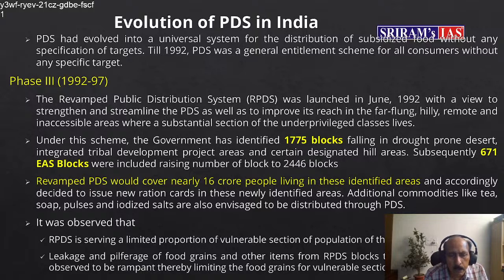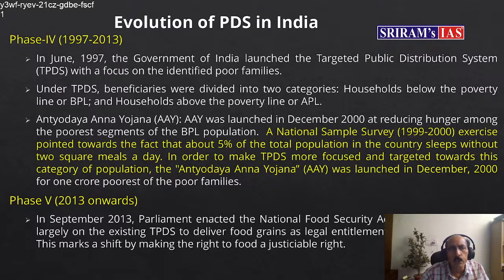And therefore, the state governments submitted a memorandum to the central government that it is very difficult to implement the revamped PDS system in which only selected blocks are chosen by the government for providing access to PDS food grains. As a result, the government started rethinking a further revision of the PDS system, and therefore phase 4 was started, from 1997 to 2013.